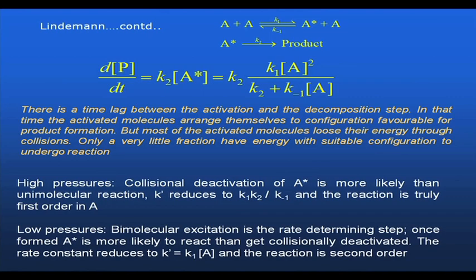Recall that A plus A is in equilibrium giving A star plus A, then A star undergoes a further reaction to give you product with rate constant K2. Now, we have to consider one aspect, that there is a time lag between the activation and decomposition steps. As soon as it is produced, it does not undergo further reaction, but there is a time difference between these two steps.